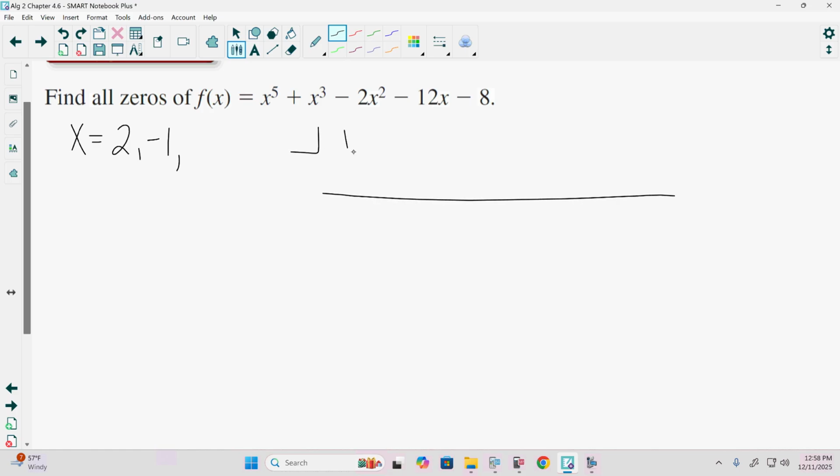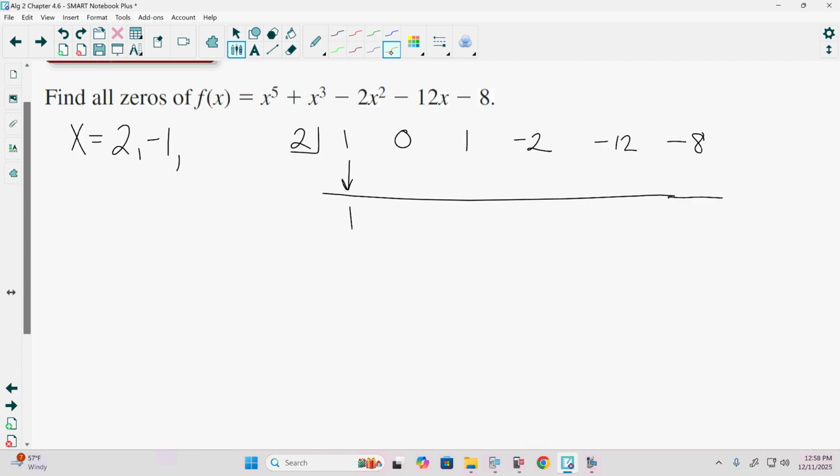So we put the numbers across the top. For our synthetic division, we'll have 1 for x to the 5th, 0 for x to the 4th, 1 for x cubed, -2 for x squared, -12 for x, and -8. We bring the first one down. We can use 2 first. Now we're going to do our multiplication and addition steps.